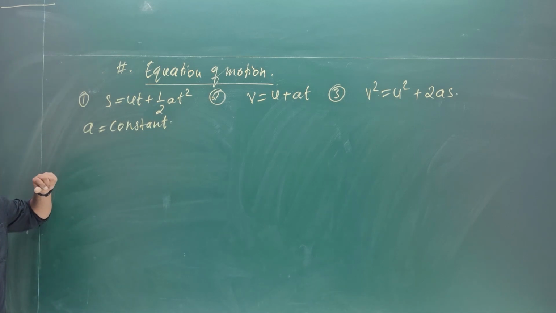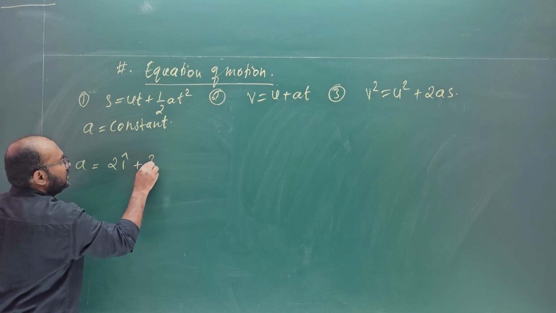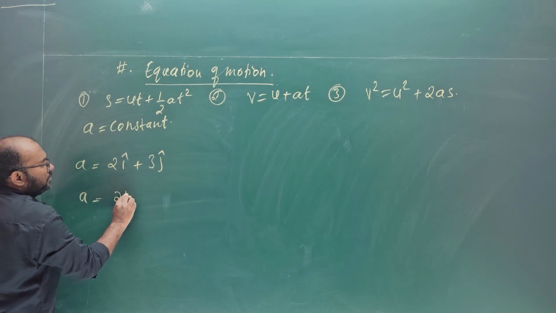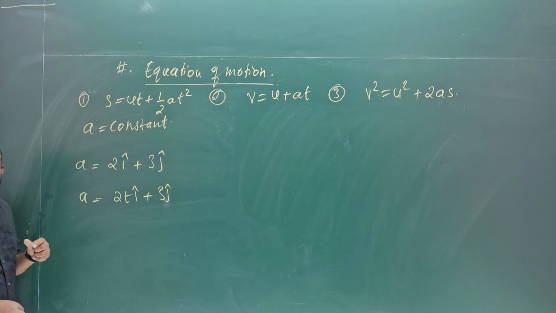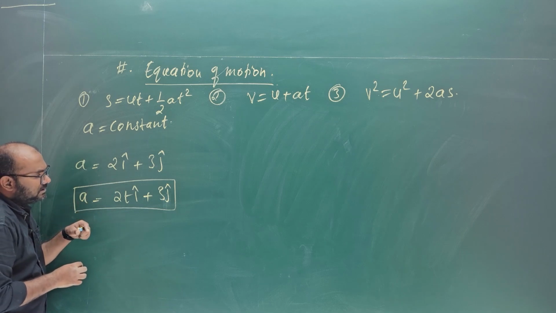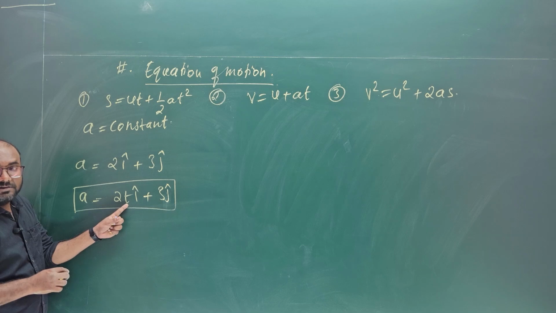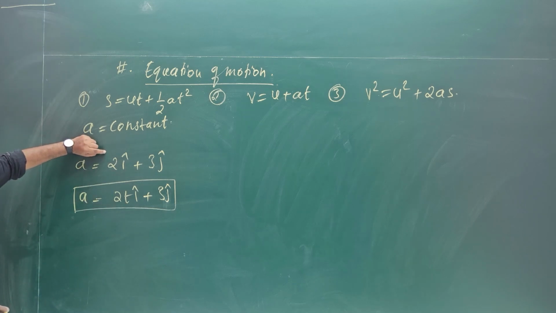Okay. Yesterday we got some equations like 2 i cap plus 3 j cap acceleration value, like this. A is equals to 2 i cap plus 3 j cap, and somewhere we also got A is equals to 2t i cap plus 3 j cap, like this also, na? This means acceleration is changing its value with respect to time. Okay, acceleration is dependent on what? Time. Over here, acceleration remains constant.